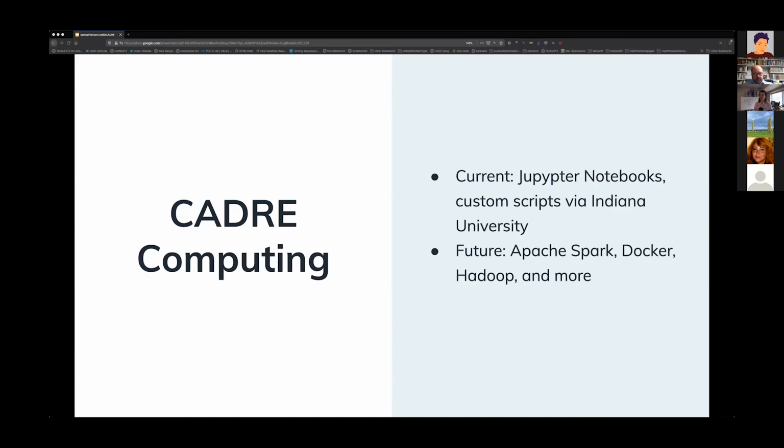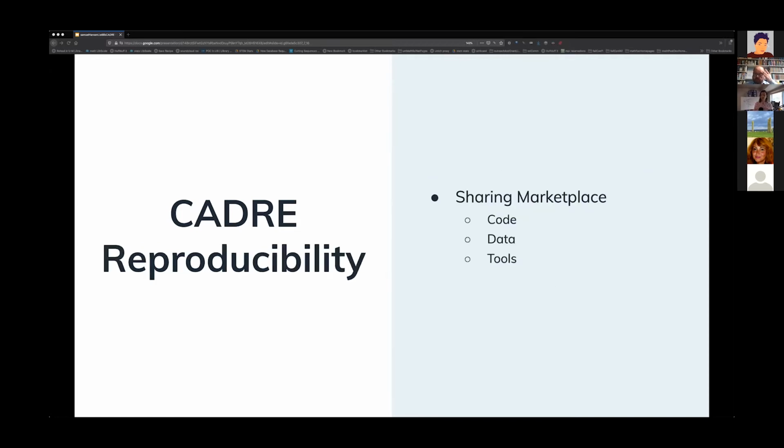For their computing, because they also offer a computing backend, right now they have Jupyter notebooks, and they can also run custom scripts directly at Indiana University. In the future, they do hope to integrate Apache Spark, Docker, Hadoop, many more big data computing technologies directly within the platform. And they also have a big focus on reproducibility. So they have a sharing marketplace built directly into Cadre. They will share code, they will share data, you can share tools so that people can reproduce your research. This is something that could be really big, especially if there is this whole computing platform behind it.